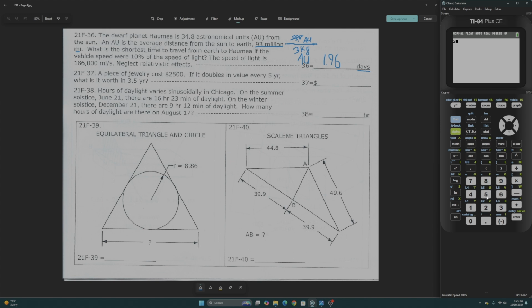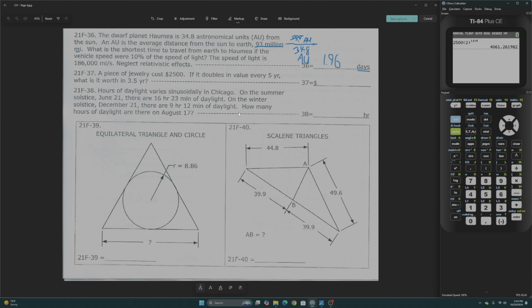So you have this initial value, which is 2,500, and it's doubling every 5 years, right? So it's the same formula as a half-life, except instead of 0.5, it's 2. And 3.5 years have passed, and the doubling time is 5 years. So that's the formula, and you get 4,061.26, which is correct.